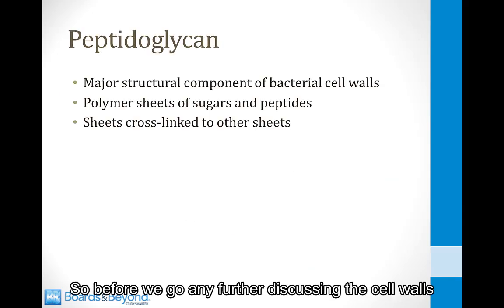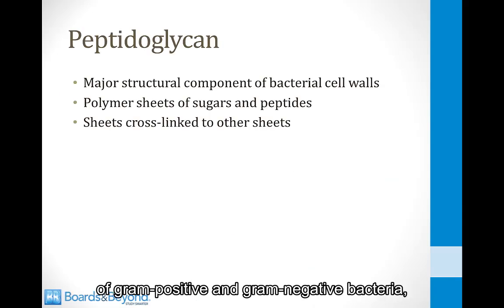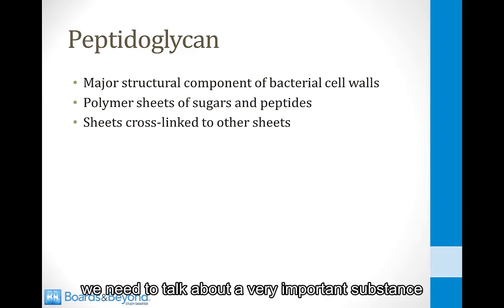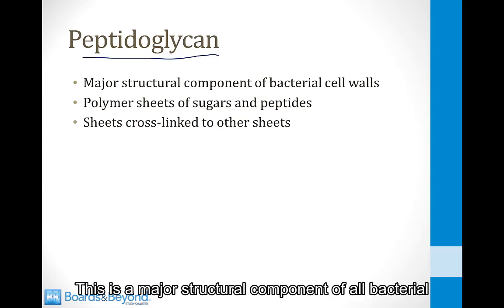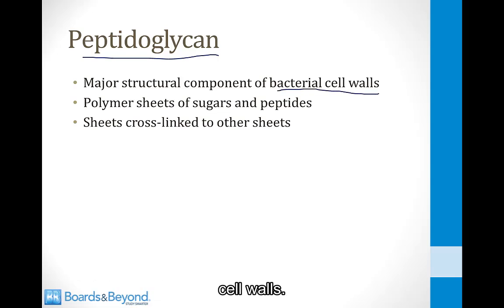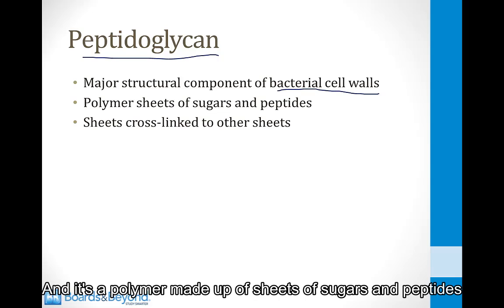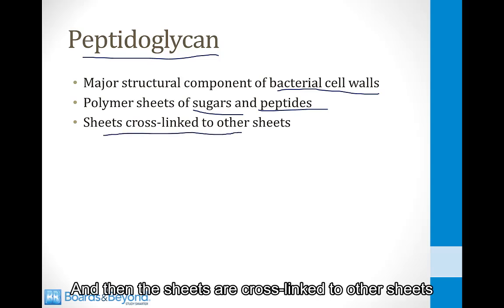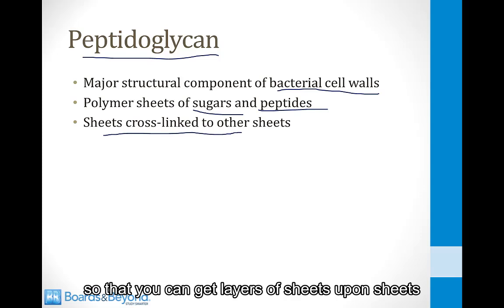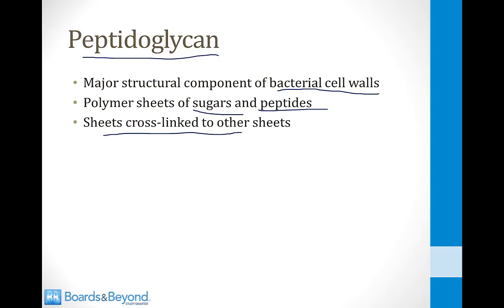So before we go any further discussing the cell walls of gram-positive and gram-negative bacteria, we need to talk about a very important substance called peptidoglycan. This is a major structural component of all bacterial cell walls, and it's a polymer made up of sheets of sugars and peptides arranged in a very specific order, and then sheets are cross-linked to other sheets so that you can get layers of sheets upon sheets of peptidoglycans.